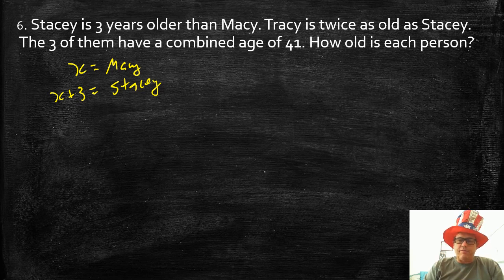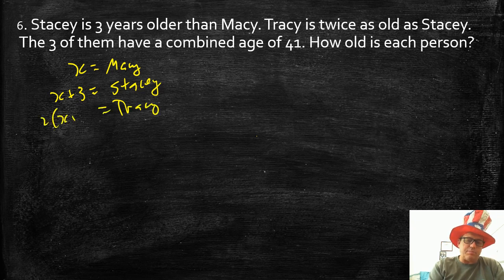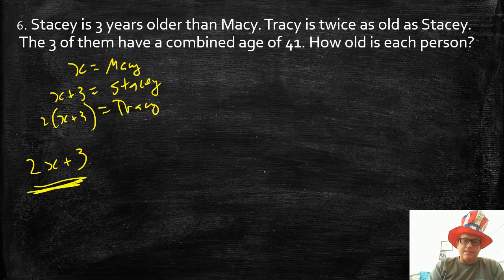This is where you need to be careful. Tracy is twice Stacy. Stacy's X plus 3. You've got to put those brackets there. You can't write this. It's not the same thing. This does not say that Tracy is twice as old as Stacy. Because Stacy is X plus 3, twice as old, I'm multiplying the whole thing by 2. Be very careful with that.